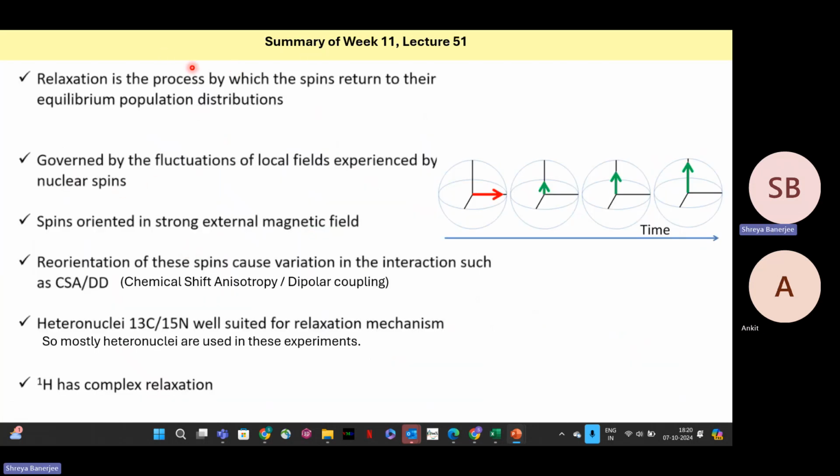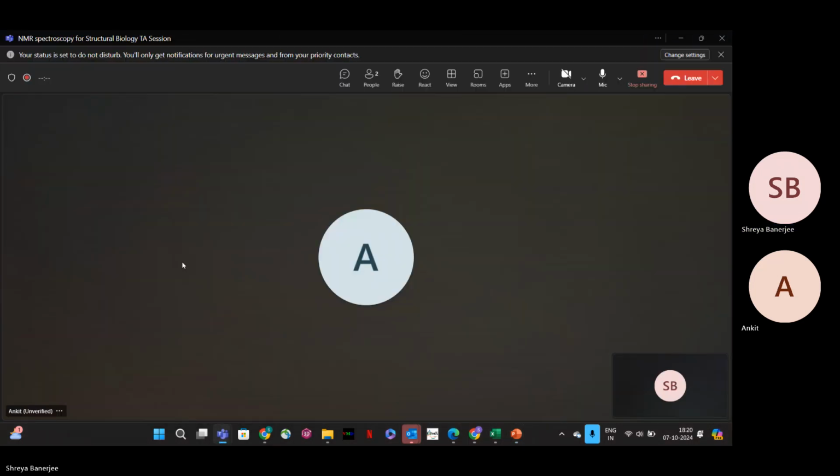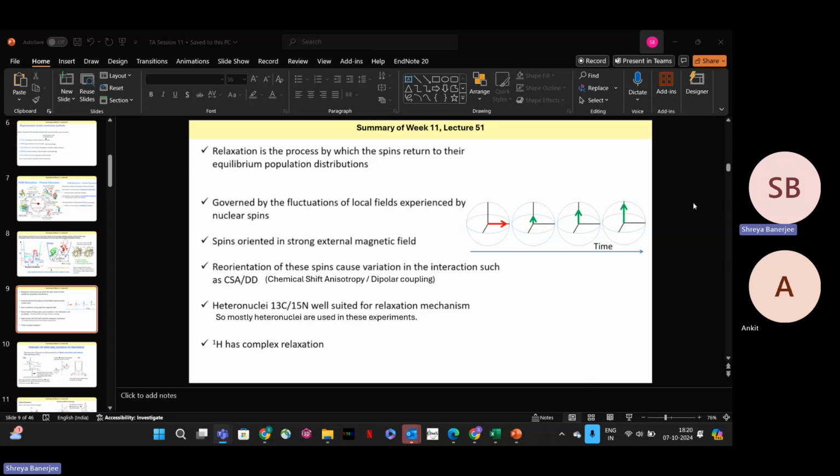Now, we will look at the different processes of relaxation in this class. So just 1 second. I'll just mute you. There is some background noise, so I'm just muting you.